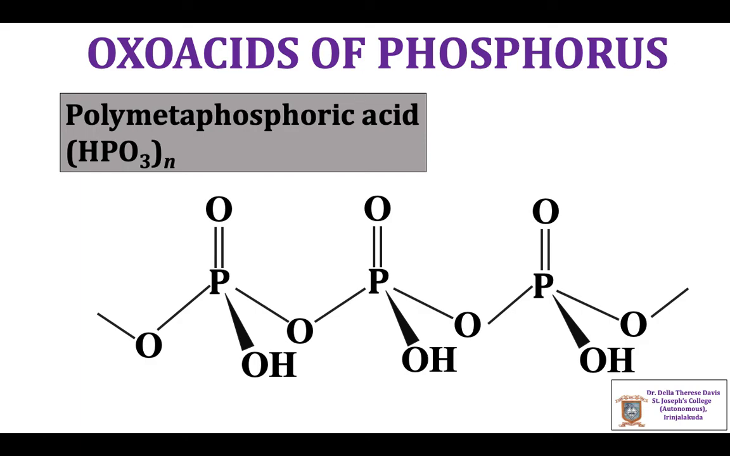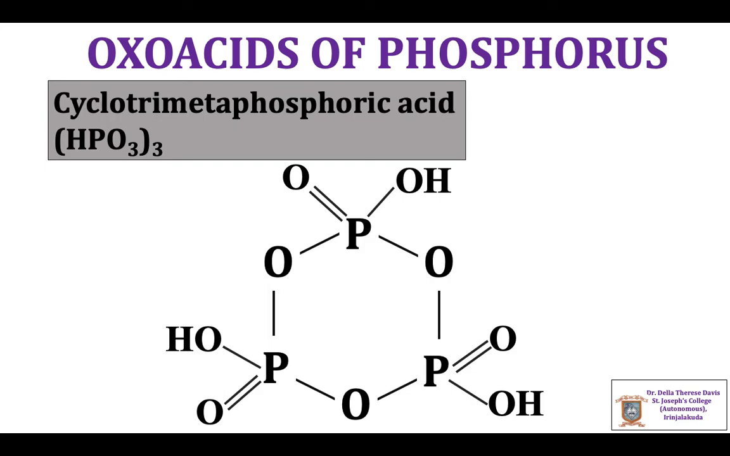Polymetaphosphoric acid is a polymeric form of phosphoric acid with the general formula (HPO3)n. The cyclic trimer of phosphoric acid is cyclotrimetaphosphoric acid with general formula (HPO3)3.